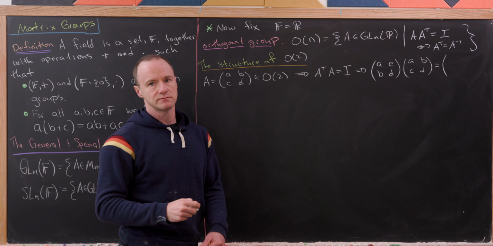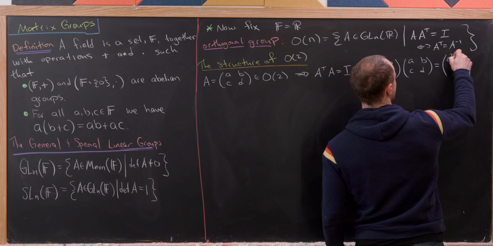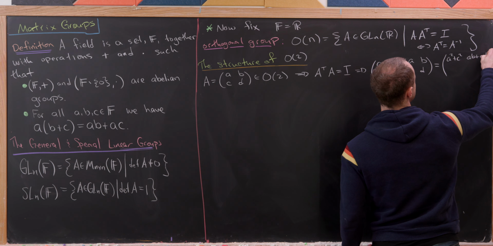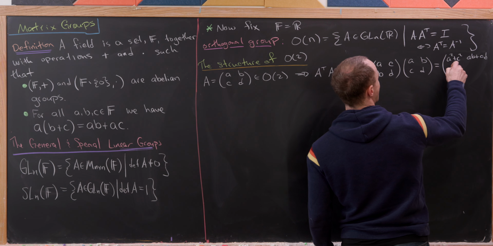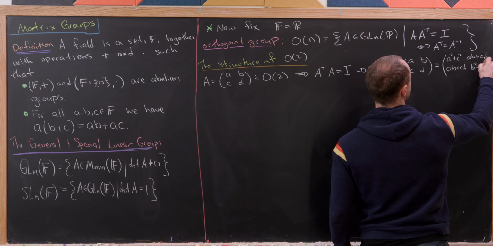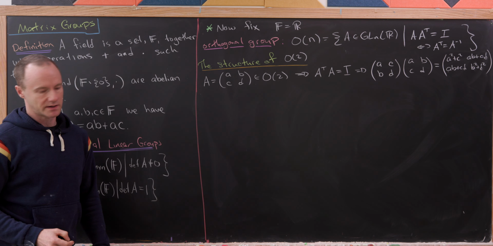But now we can take the product of those two matrices, and we'll have up here A squared plus C squared. Here we'll have AB plus CD. Down here we'll have another AB plus CD. And here we'll have B squared plus D squared. So we've got something like that going on.